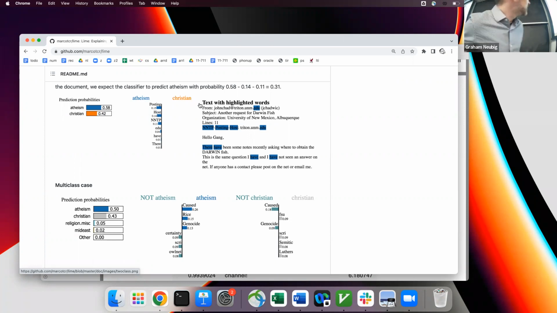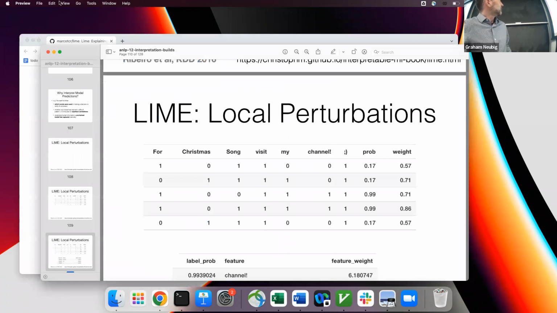And speaking of spurious correlations, like NTP posting host probably doesn't mean a whole lot about atheism. However, maybe .edu does. So if you have a .edu mailing address, you're more likely to talk about atheism than Christianity. And it's interesting to see that about the model, right? Okay, any questions about that?